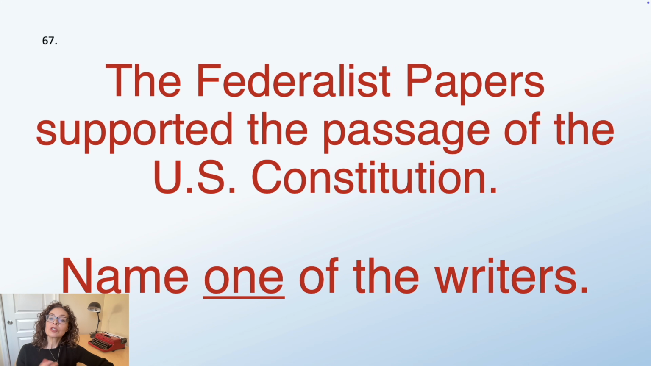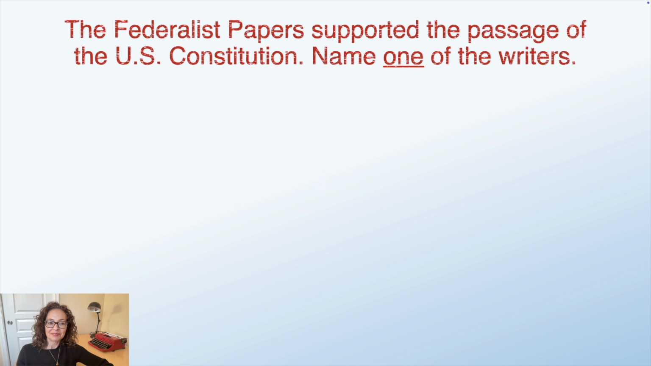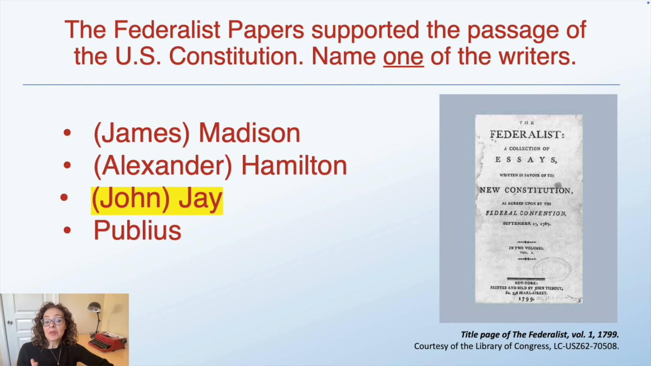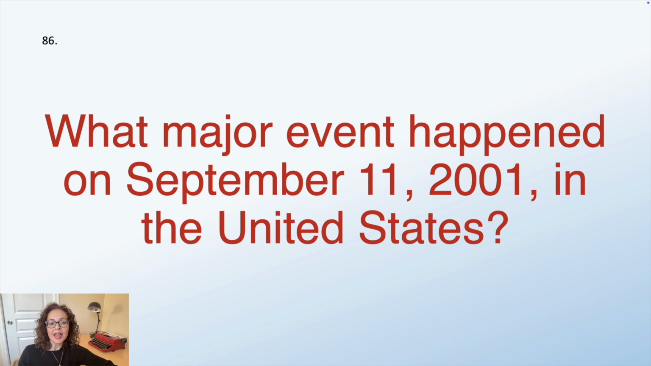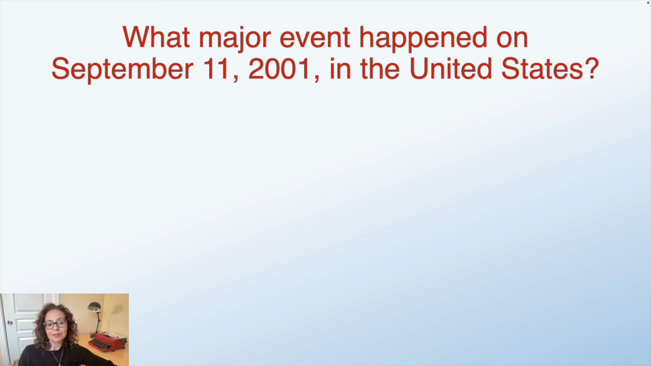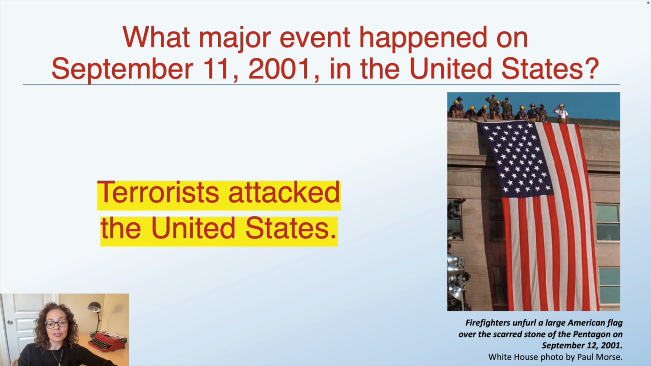9. The Federalist Papers supported the passage of the U.S. Constitution. Name one of the writers. Here we have a few to choose from. I chose John Jay. What major event happened on September 11th, 2001 in the United States? Terrorists attacked the United States.